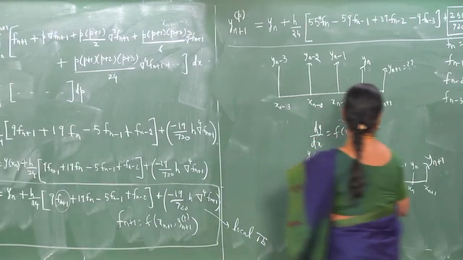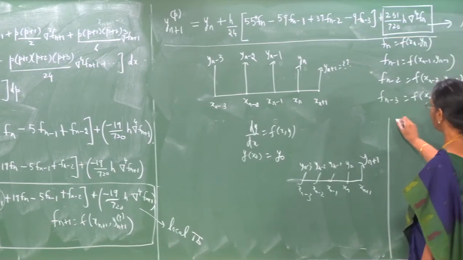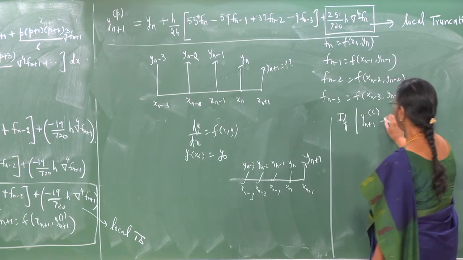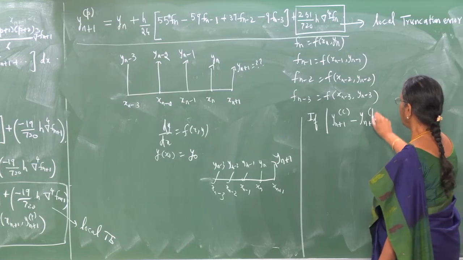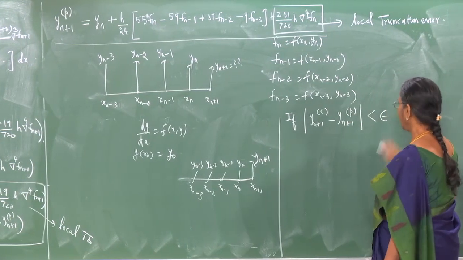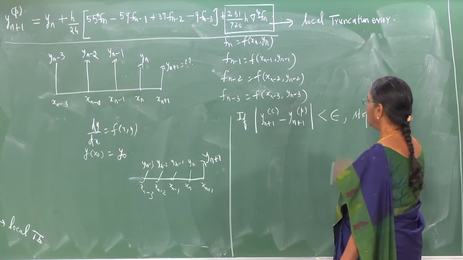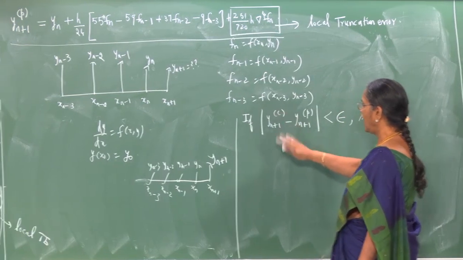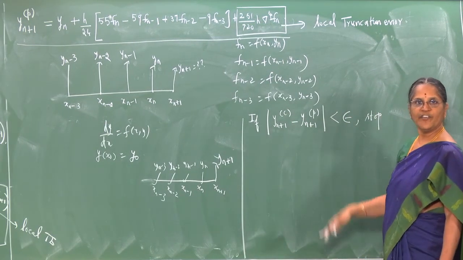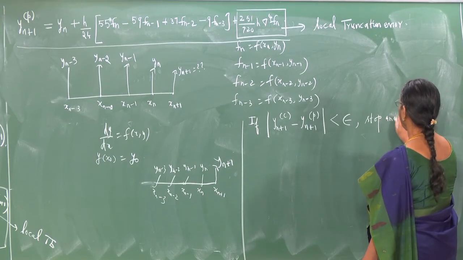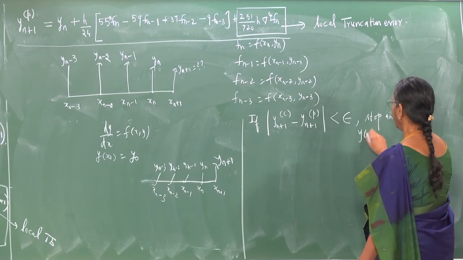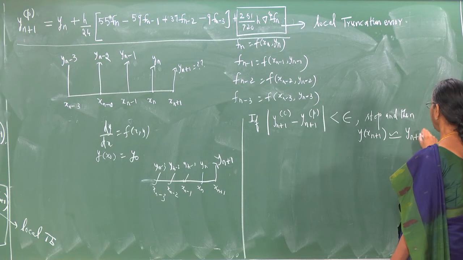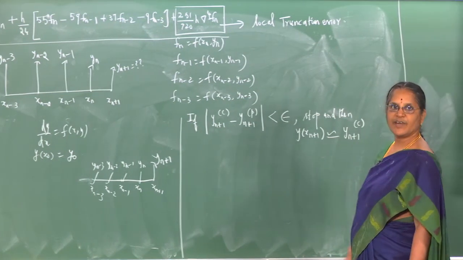So, let us write down the details. What do we do at this stage? We check whether yn plus 1 obtained using the corrector minus yn plus 1 obtained using the predictor is less than epsilon. If so, then we stop and take this yn plus 1 corrected value as approximating y of xn plus 1. Stop and take the solution as approximating y of xn plus 1, which is given by yn plus 1 corrected value.